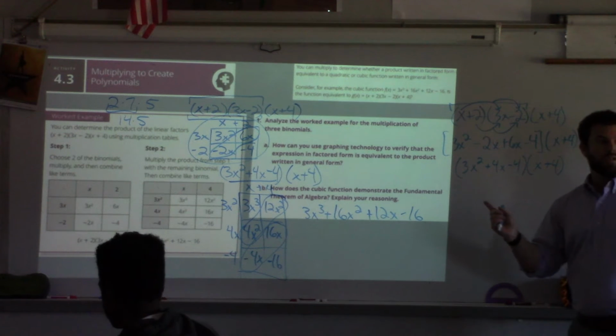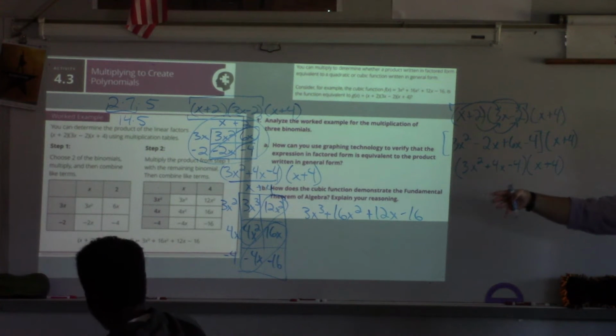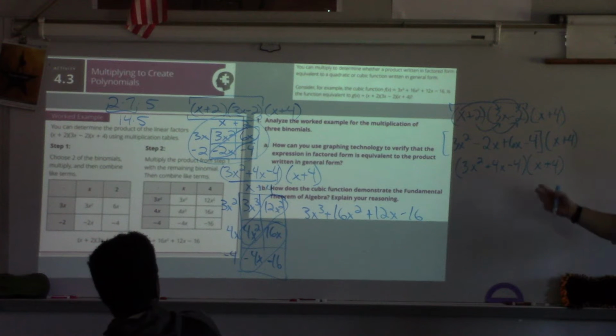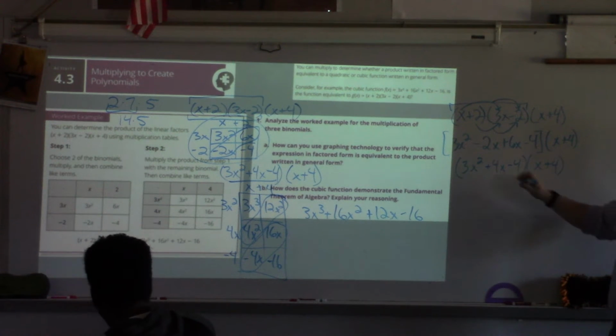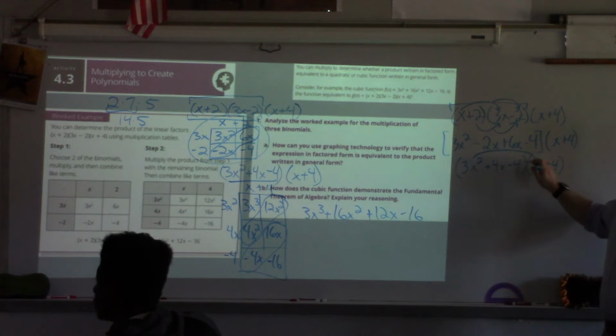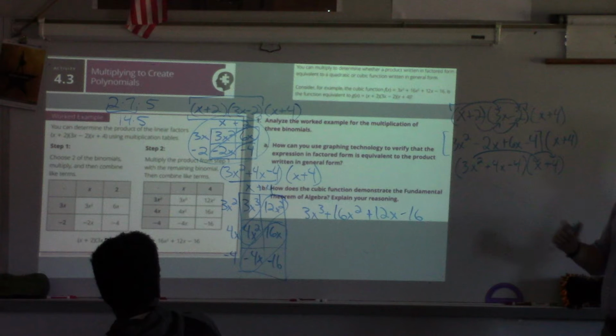Do you have to use the distribution like this that I do? No. If you're more comfortable with the table, use the table. It's called an area model. If you like this method because you feel comfortable with it, do it. Now, I will point out the one tricky part about distribution here is this 3x squared needs to be multiplied by x plus 4. What does this 4x need to be multiplied by? Same thing, right?